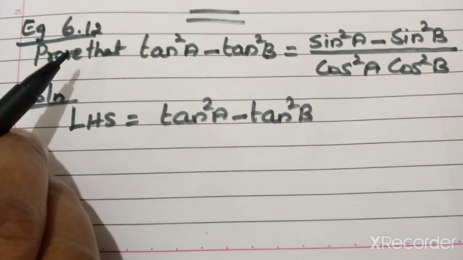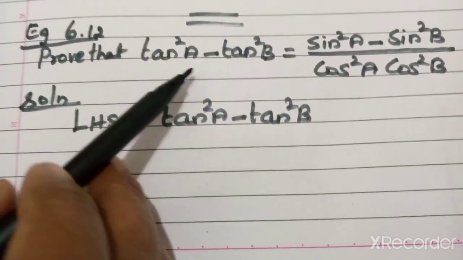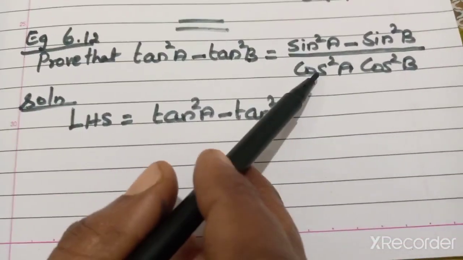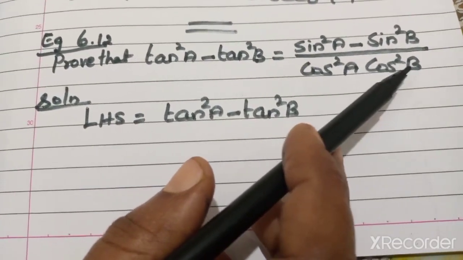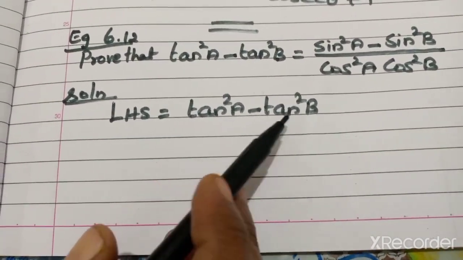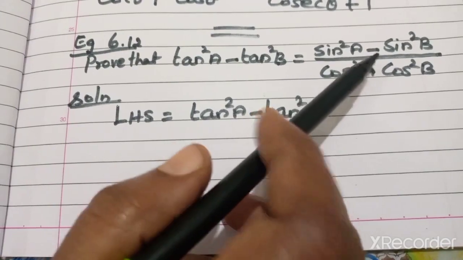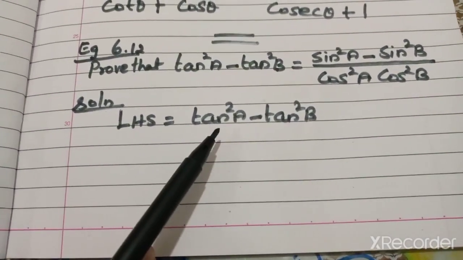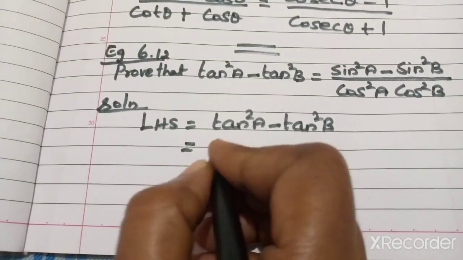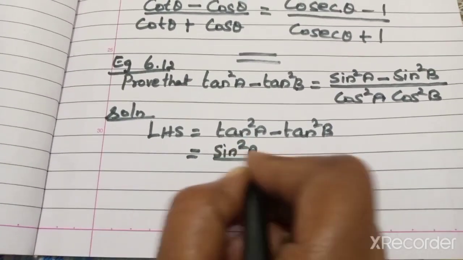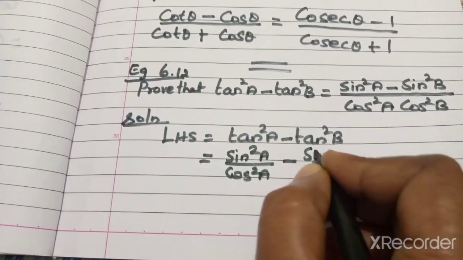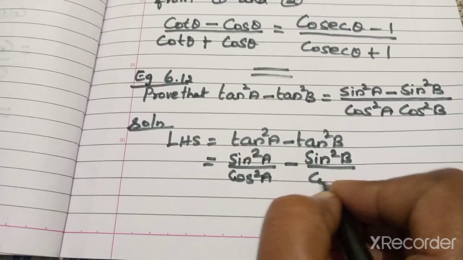Next, let's do example 6.12. Prove that tan square A minus tan square B is equal to sin square A minus sin square B by cos square A into cos square B. Let us take the LHS side. What is the LHS? Tan square A minus tan square B. We have to bring it into the sin ratio. So for tan ratio, let us use the formula sin by cos. So tan square A can be written as sin square A by cos square A, minus, tan square B is sin square B by cos square B.